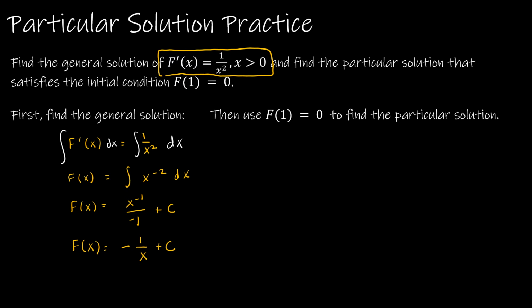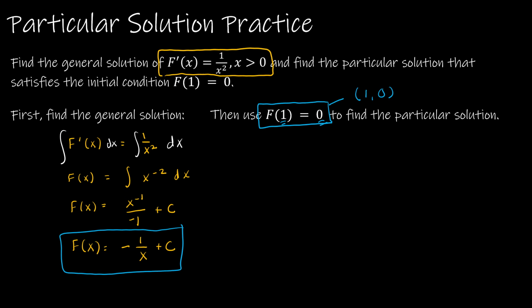Now I'm going to find the particular solution. Particular solution meaning I'm going to find a value of c using the fact that f of 1 is equal to 0, which means a point on this curve is 1, 0. The x value is 1, the y value is 0. So I'm going to take this equation, and instead of f of x, I'm replacing it with 0, because again, this is x, this is f of x.